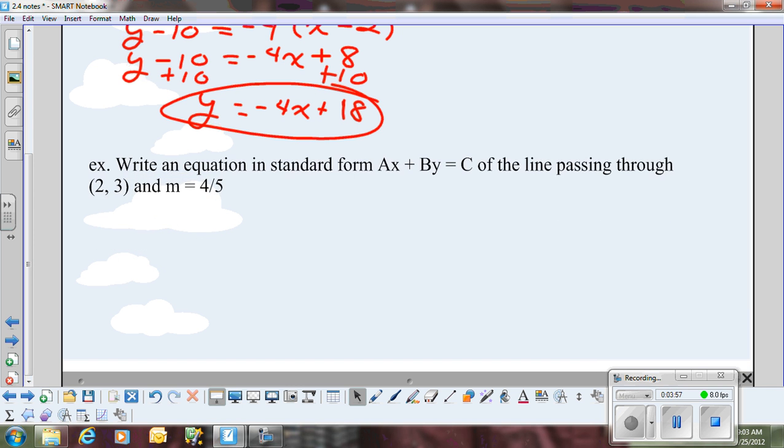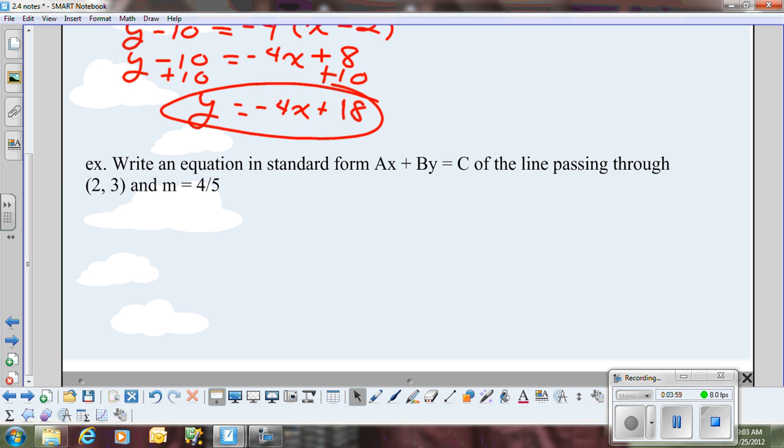Actually, move this up. It's going to ask you to write an equation in standard form. Ax plus By equals C. Remember, we just talked about that. A, B, and C have to be integers. No fractions, no decimals. Okay, so the line passing through, they give me (2, 3) and the slope 4/5. Which form am I going to start with? Point slope form. Have a slope and a point. That's what I'm going to start with.